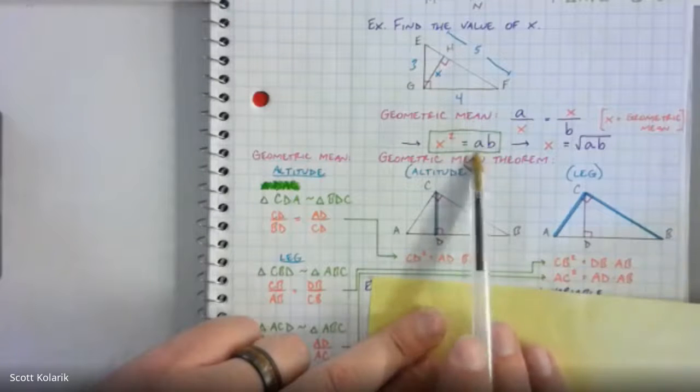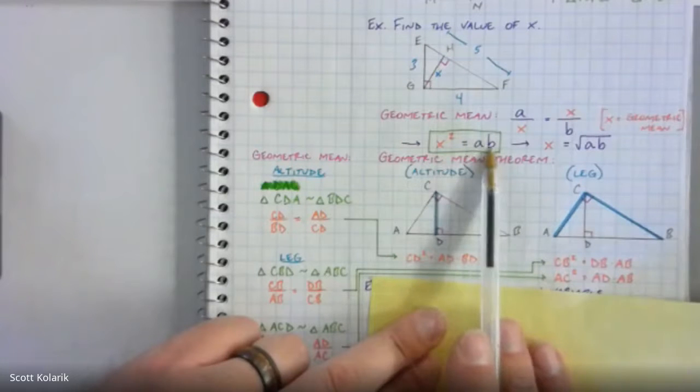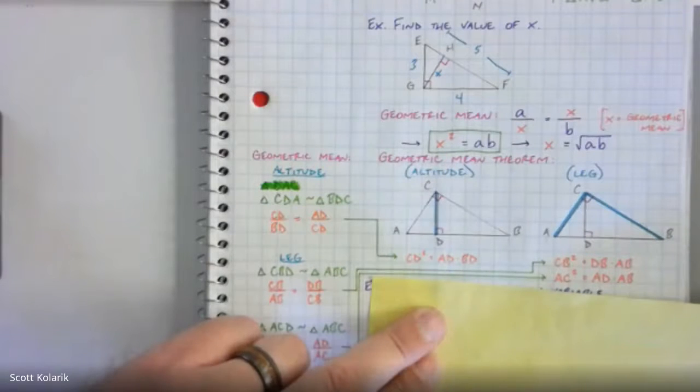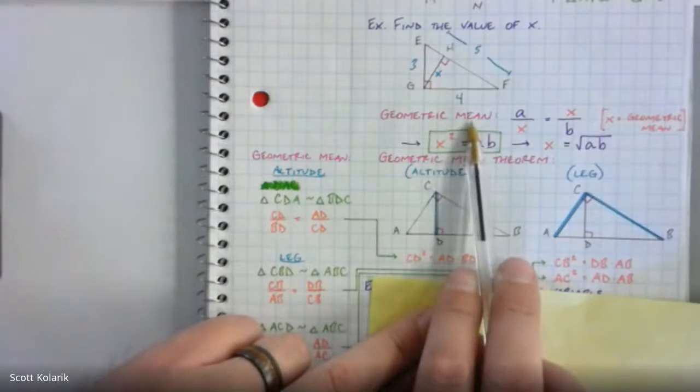Well, 8 and 2, I would multiply them together. That'd give me 16. The square root of that 16 would give me 4. So the geometric mean between 2 and 8 is 4. If I were to pick two random numbers, what's the geometric mean, or the mean, just to remind us, mean means average.